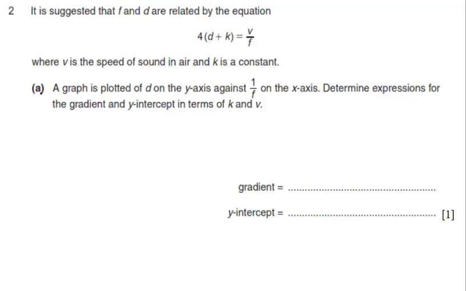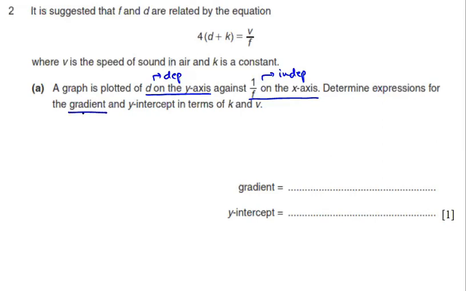See students, this is part A of the second graph question in the workbook. It is suggested that f and d are related by the equation 4 times (d plus k) equals v over f, where v is the speed of sound in air and k is a constant. Part A says a graph is plotted of d on the y-axis, that is, d is our dependent variable, against 1 over f on the x-axis. So 1 over f is our independent variable. Determine expressions for the gradient and y-intercept in terms of k and v.